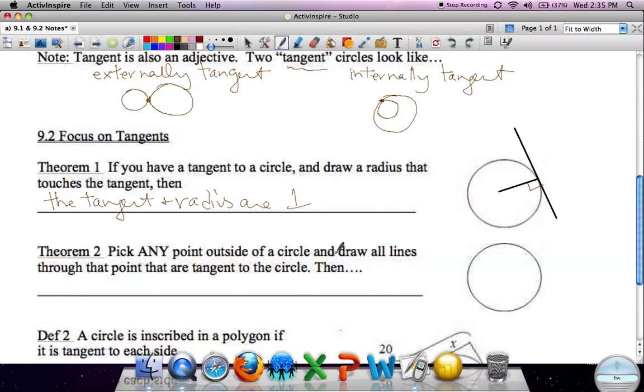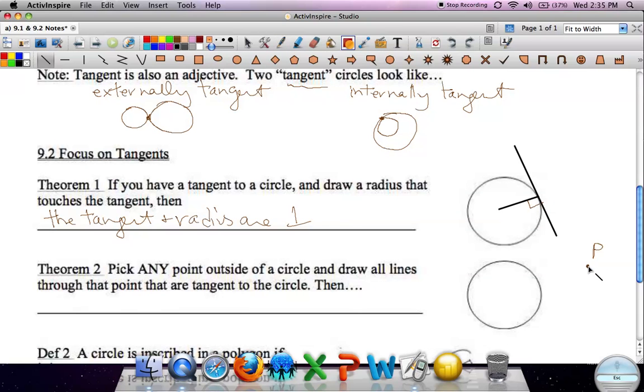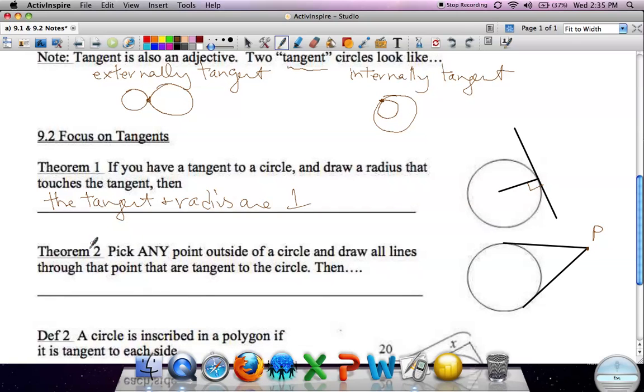Pick any point outside the circle and draw all lines through that point that are tangent to the circle. Okay, so let's pick a point here. Let's call this point P. And let's draw some tangents. So that would mean it would reach here. It touches exactly once. And then we could do another one that would be here, and it would touch exactly once. If you look at those two lines or line segments, those are congruent. The tangent segments between the point and the circle are congruent.